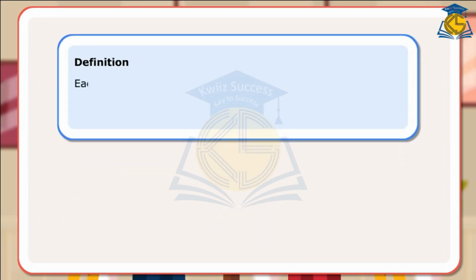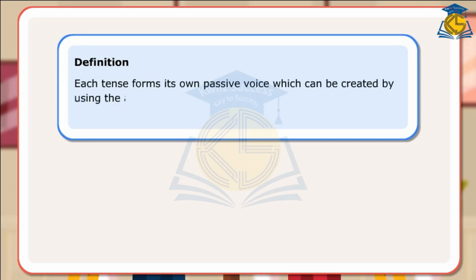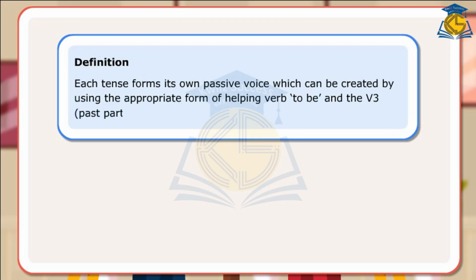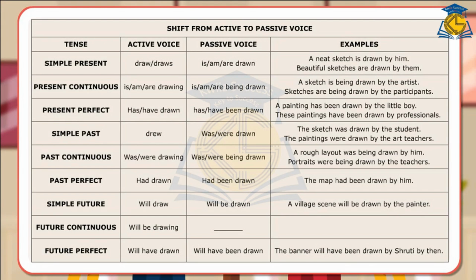Definition. Each tense forms its own passive voice, which can be created by using the appropriate form of helping verb to be and the V3 past participle. The table shows formation of sentences in the passive voice for each tense. Let us look at a few sentences.